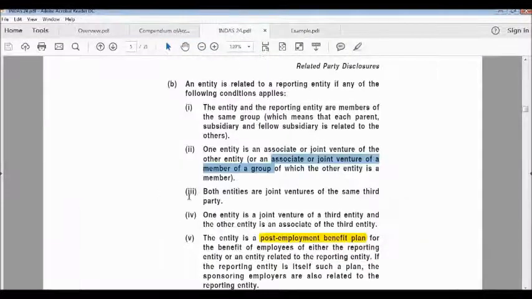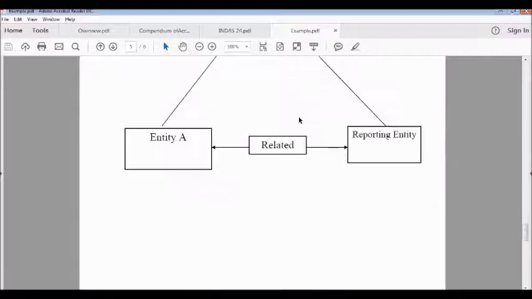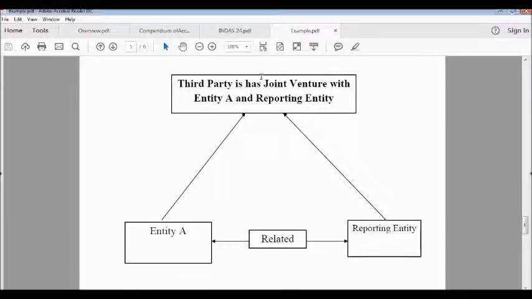And then clause number 3 is also there: both entities are joint ventures of the same third party. Here's an example: a third party is there, and the third party has a joint venture with entity A and the reporting entity. So the third party has a joint venture with both entities, then these two entities will be related to each other.